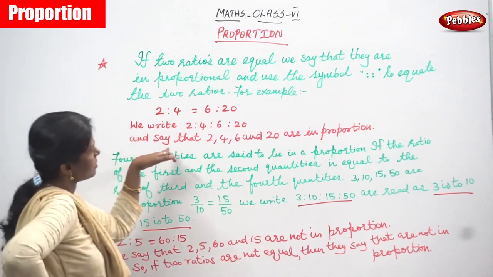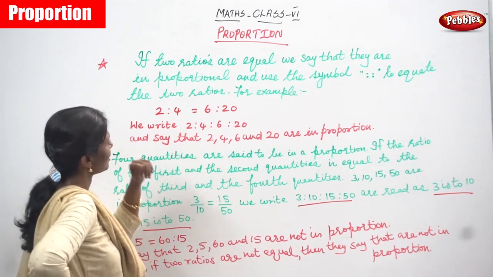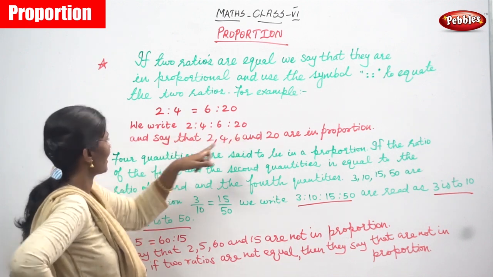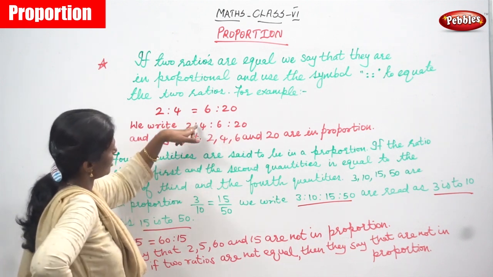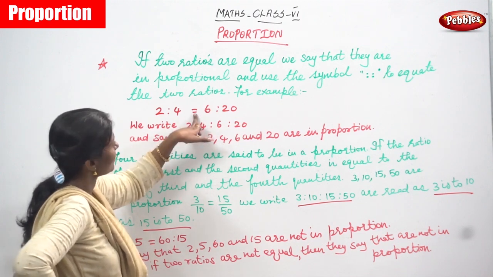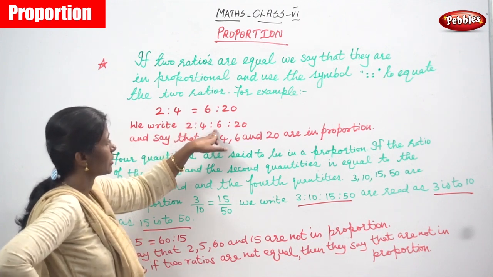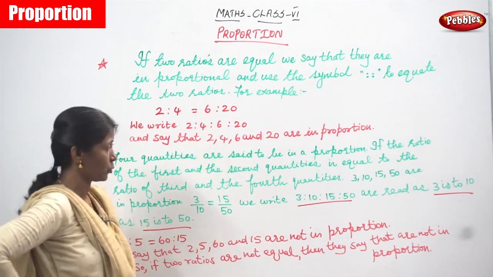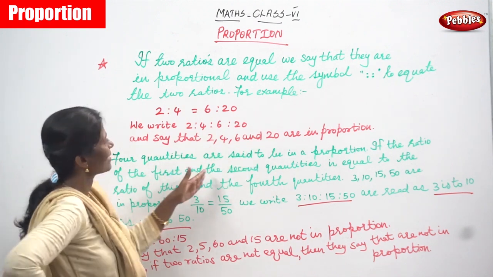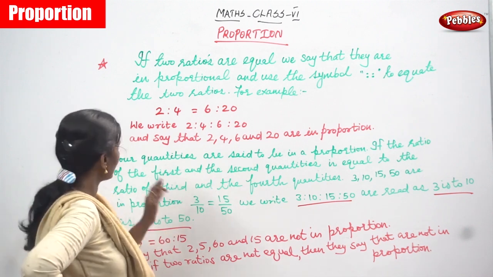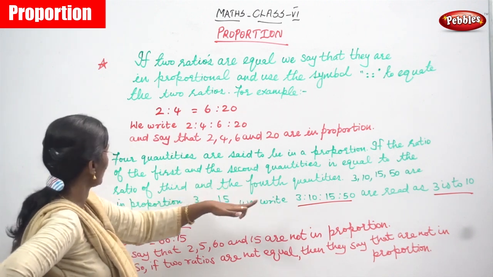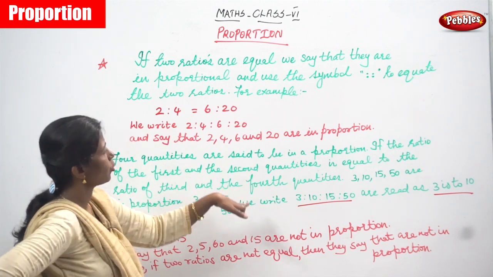This is generally what we are saying. In the writing methodology, it is 2:4 :: 6:20. You take out the equal sign, and instead of that you put the ratio symbol and say that 2, 4, 6 and 20 are in proportion. And the second definition: four quantities are said to be in proportion if the ratio of the first and the second quantity is equal to the ratio of the third and fourth quantities.